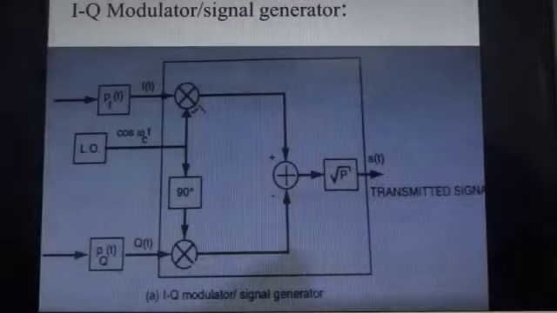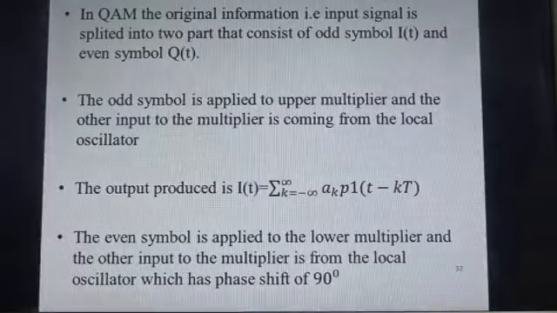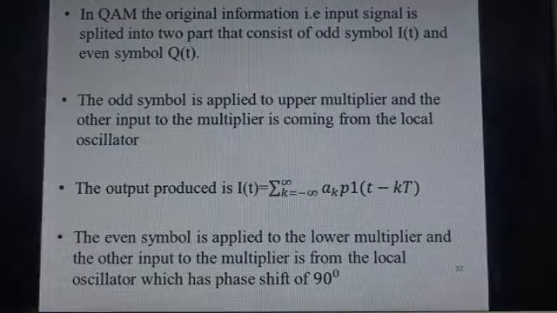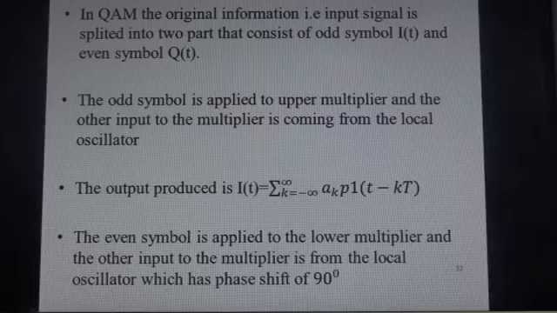Now we will see what the quadrature amplitude modulator is. The block diagram is shown in the figure. In QAM, the original information, that is the input signal, is split into two parts consisting of the odd signal I(t) and the even signal Q(t). The odd symbol is applied to the upper multiplier, and the other input to the multiplier comes from the local oscillator.